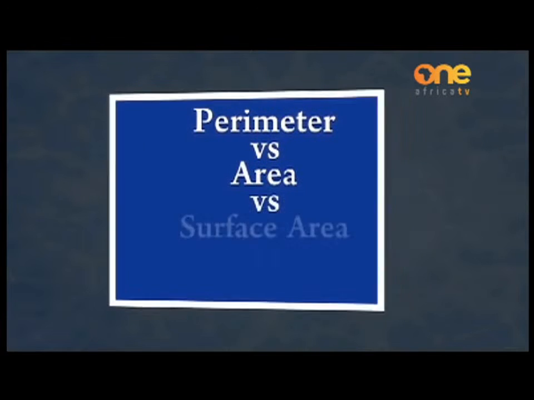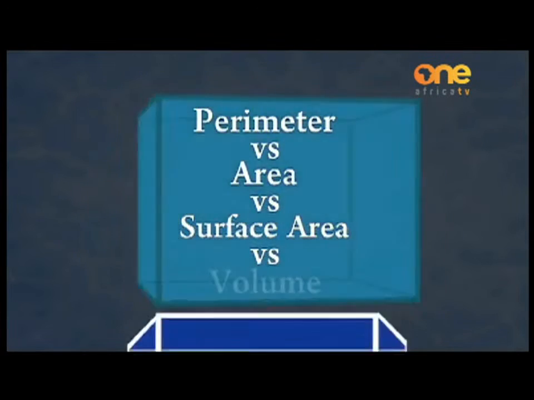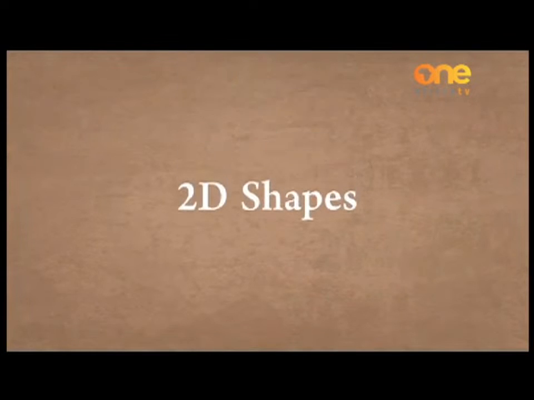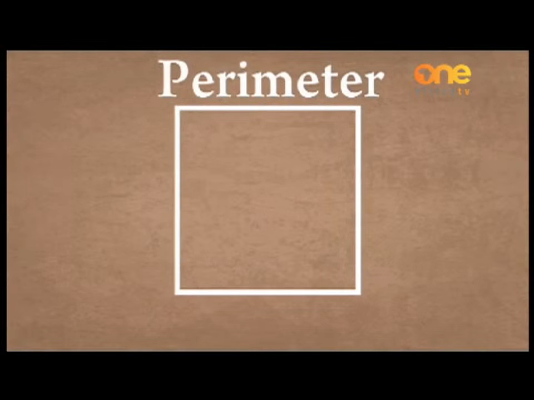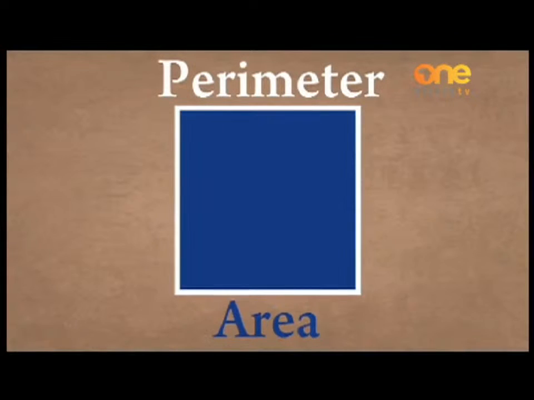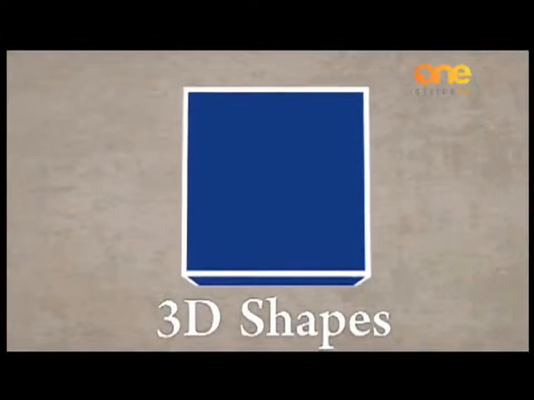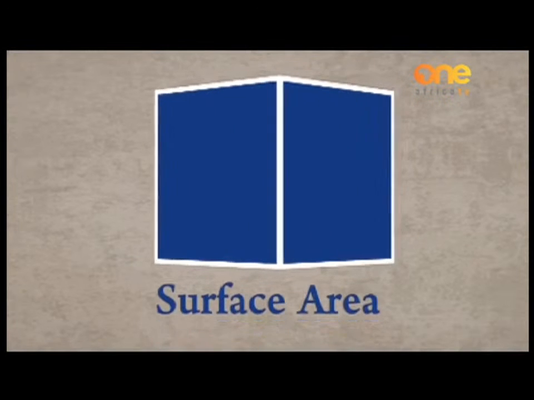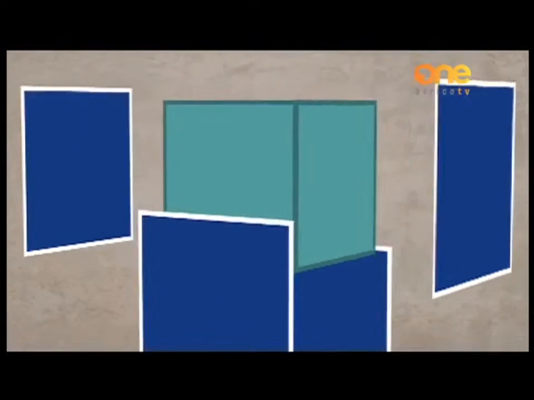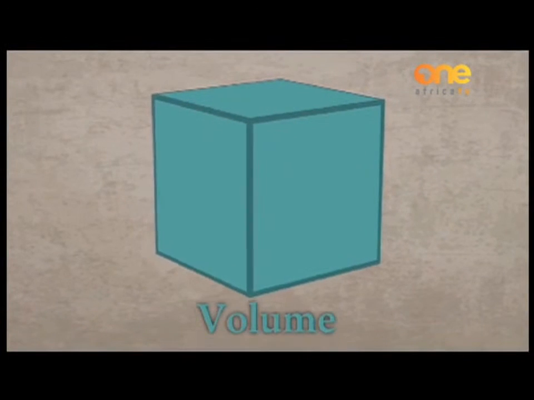Area versus surface area versus volume. When dealing with two-dimensional shapes, we could be asked to calculate the outside edge of the shape, the perimeter, or the inner coverage of the shape, the area. In three-dimensional shapes, we are going to be looking at the area of all the faces of the shape together, the surface area, or the space inside the shape, the volume.